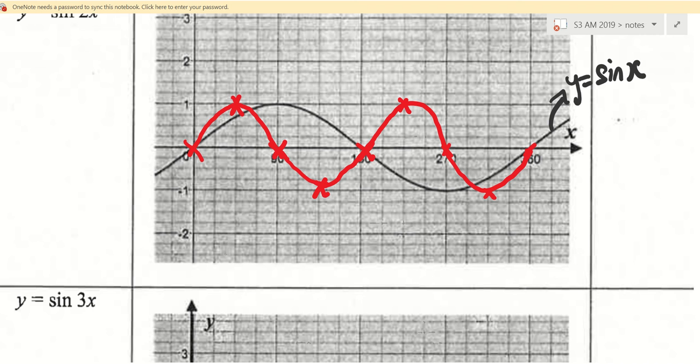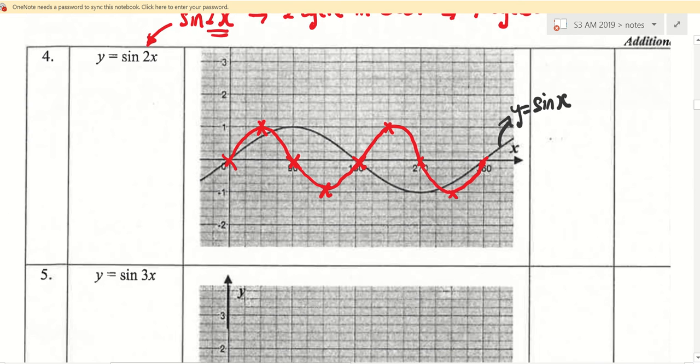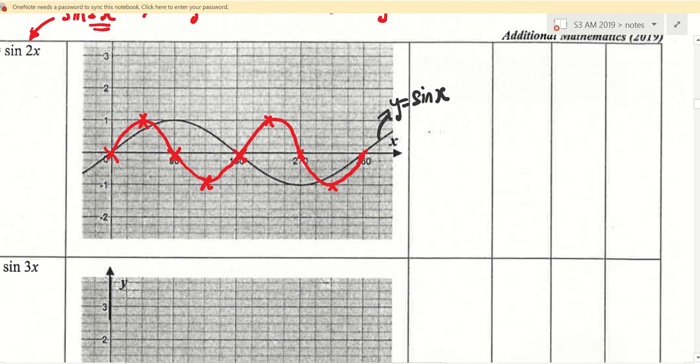Let's try and answer the 4 columns, starting with the amplitude here. Amplitude means the highest, 0 to highest, center to highest point. So the amplitude is 1. What happened to the period? Divided by 2, right? So it was 360, now becomes 180. The maximum value is 1, the minimum value is minus 1. Something like that. So sounds good?